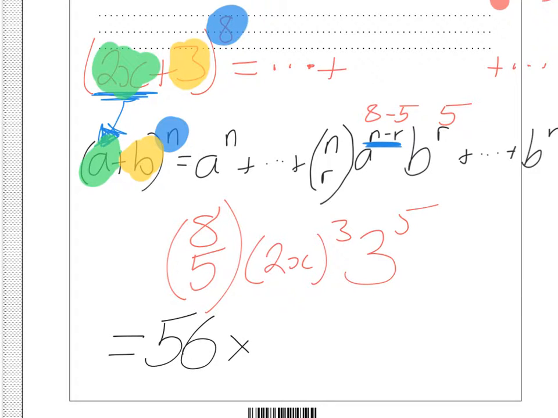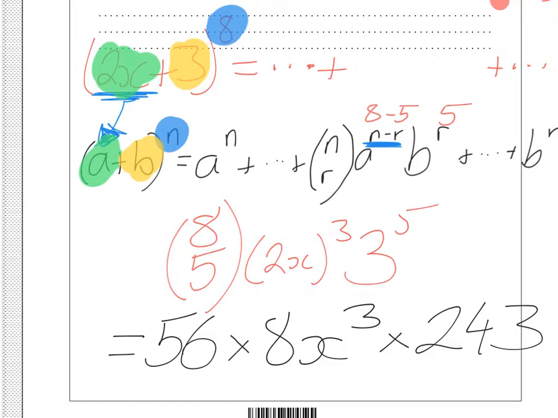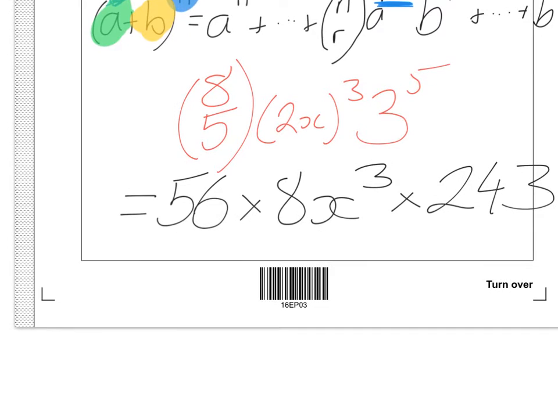2x cubed, well, 2 cubed is 8, x cubed is x cubed, and 3 to the 5, again, get your calculator to tell you that that is 243. And then we're just going to evaluate 56 times 8 times 243 is 108,864 x cubed.